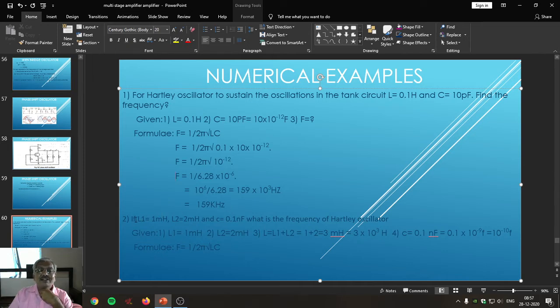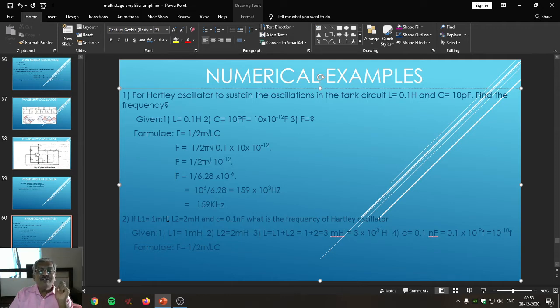Let me consider the second example, which is based on the same. If L1 is equal to 1 millihenry, L2 is equal to 2 millihenry, and capacitor C is equal to 0.1 nanofarad, what is the frequency of Hartley oscillator? Basically, we are aware that in Hartley oscillator, inductance is tapped centrally and it is grounded. If only one inductance is given, we have solved it. Now here, two inductances are given, L1 and L2, which are connected in series. Its center tapping is grounded. That is the meaning.